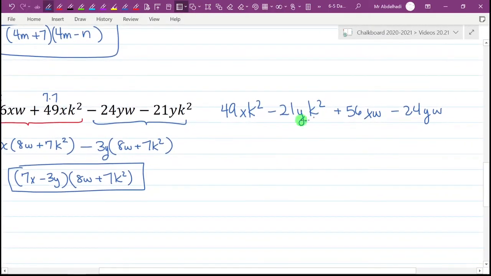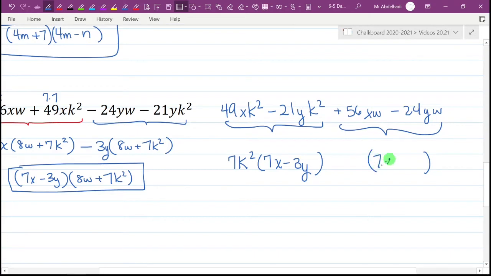All right, so the first two here have the k squared in common, right? And they also have a factor of 7 because 7 goes into 49 and 7 goes into 21. So it's 7k squared is your common factor. And this is going to be a 7k, no, sorry, not 7k, 7x. And it's going to be minus 3y. And if you distribute this, you will get this. Now the hope is that when you do the same thing here, you'll get the same 7x minus 3y. What would make that work?